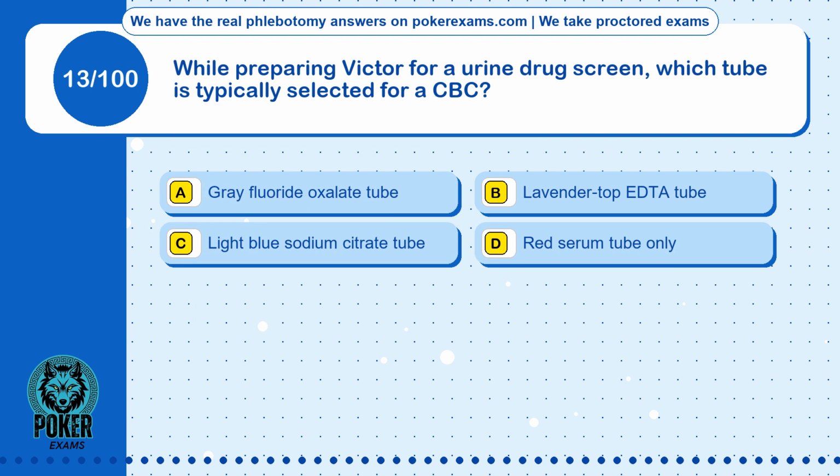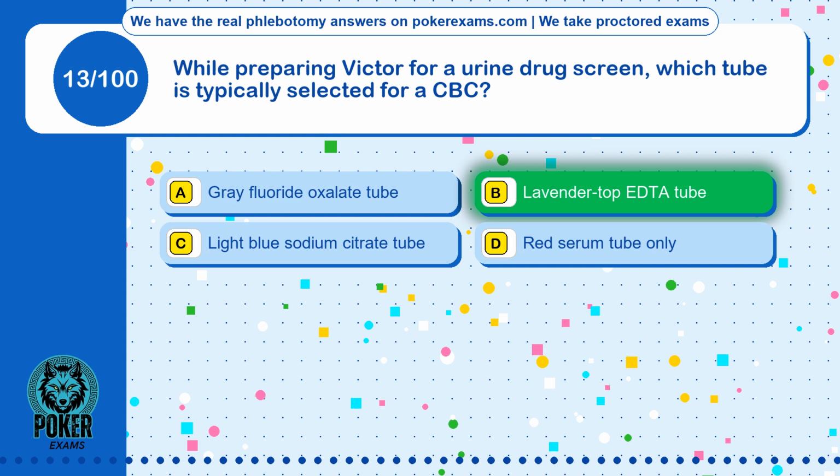Question 13. While preparing Victor for a urine drug screen, which tube is typically selected for a CBC? Option A, gray fluoride oxalate tube. Option B, lavender top EDTA tube. Option C, light blue sodium citrate tube. Option D, red serum tube only. The correct answer is option B, lavender top EDTA tube.